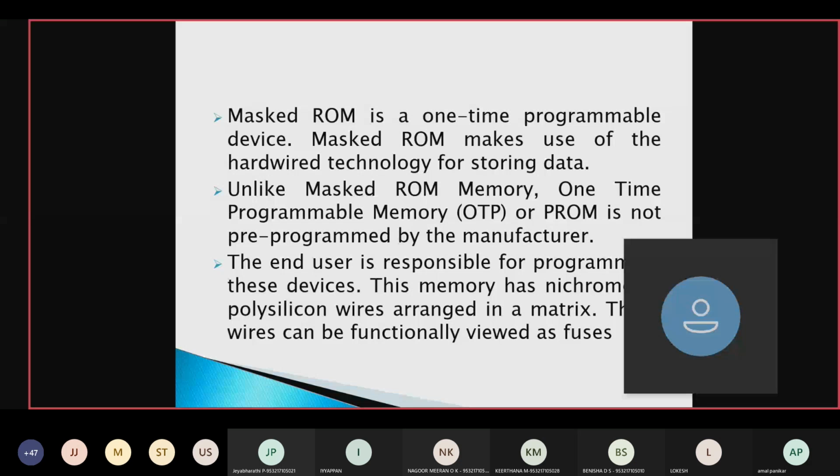Here we are going to be having nichrome or polysilicon wires arranged in a matrix, so we are able to burn them. Those are going to be called fuses. You may know this one. Fuses are going to be burned, and depending upon that, we can store ones and zeros. Our data is going to be stored.